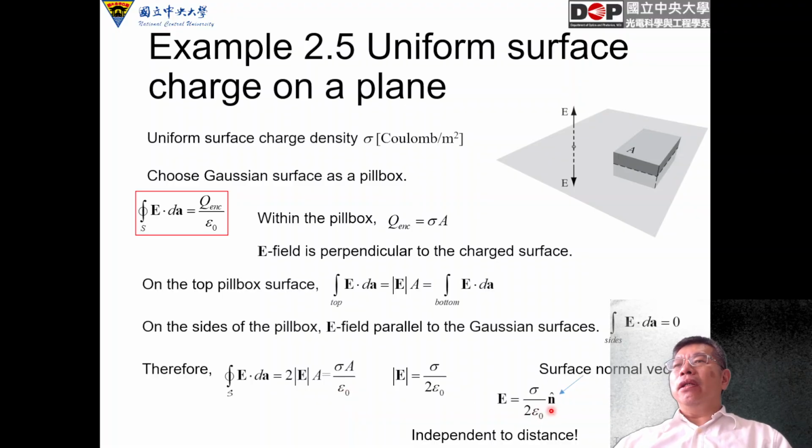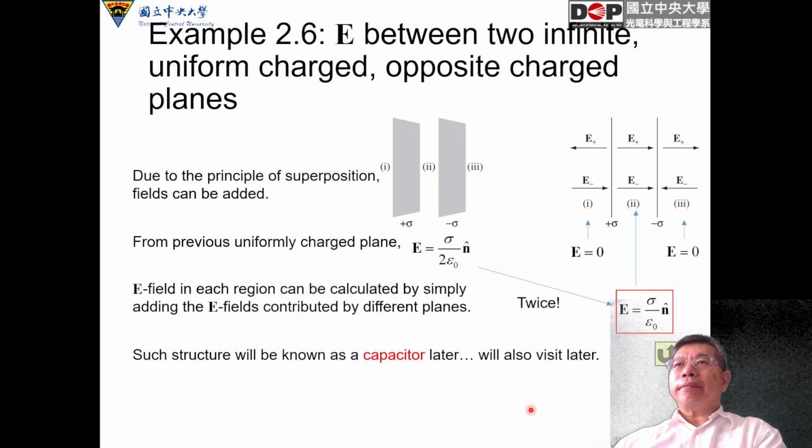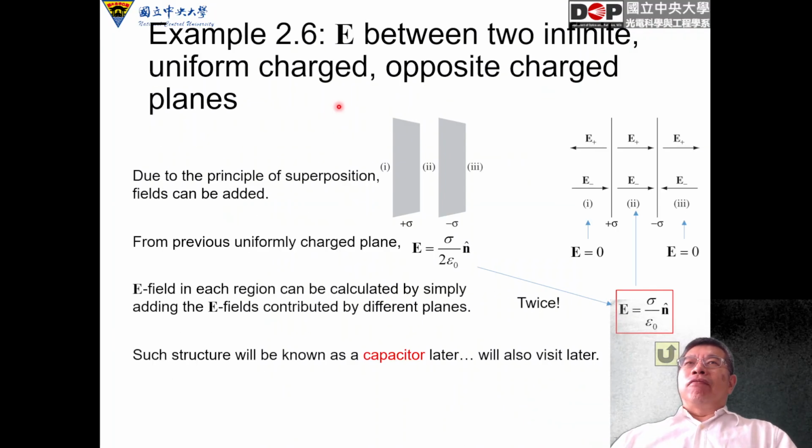That's it. So here this will give us the electric field as proportional to the surface charge density divided by 2 epsilon naught. And of course, the electric field has to have a direction normal to the surface. So interestingly, it is independent of the distance. So yeah, that's the idea.